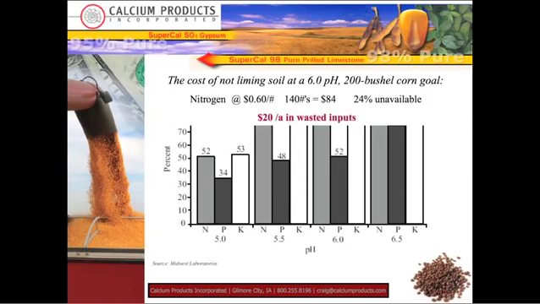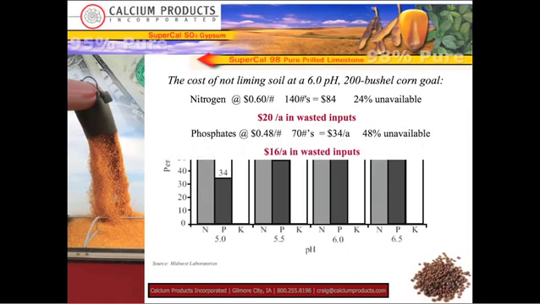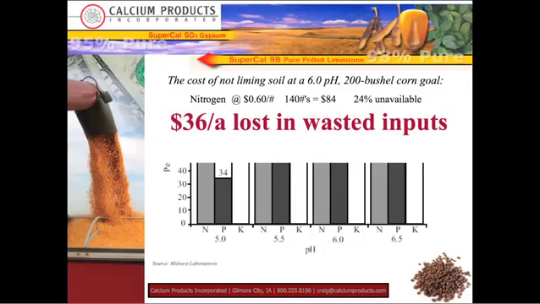The cost of not liming a 6.0 pH with a 200 bushel yield goal, if you put out 140 pounds of nitrogen at 60 cents a pound, 24% is unavailable, you've just spent $20 that will never make you more money. When you add in your phosphates, if you put out 70 pounds of phosphates and 48% is unavailable, that's $16 in wasted inputs that won't make you any more money. So that's almost $40 in inputs, money we've spent to make more money, make more yield, that is just lost. It's unavailable to the plant, and it doesn't return us more.